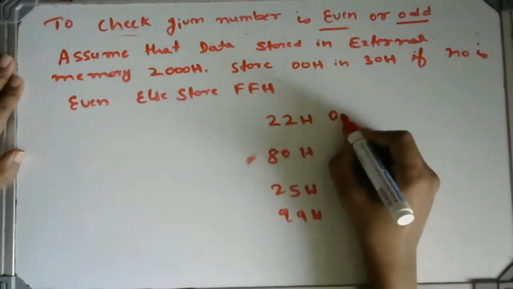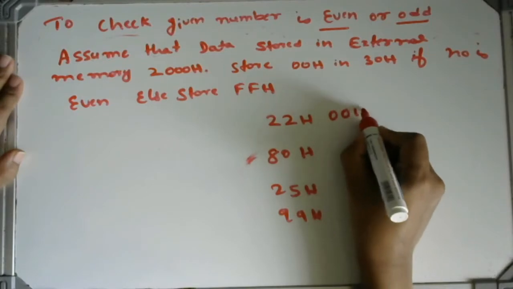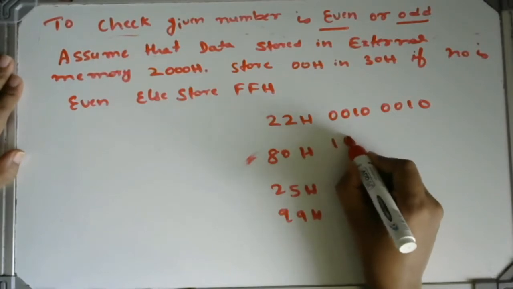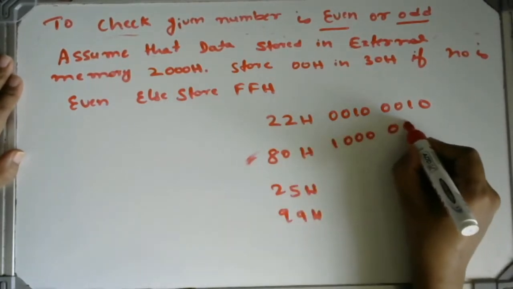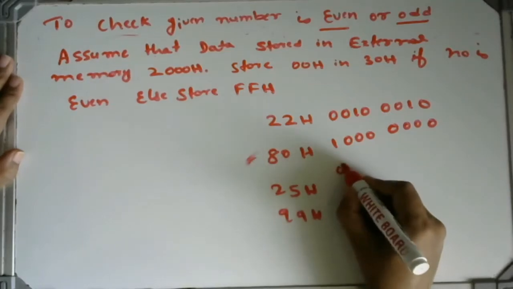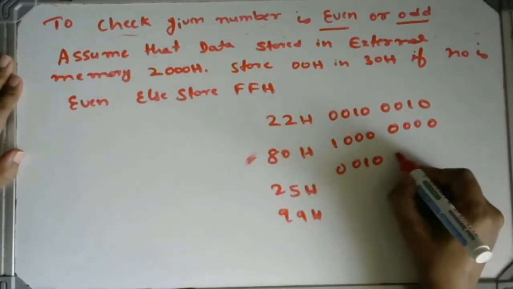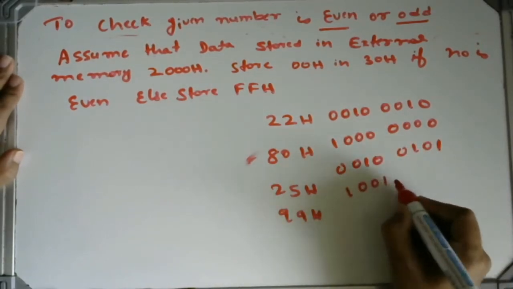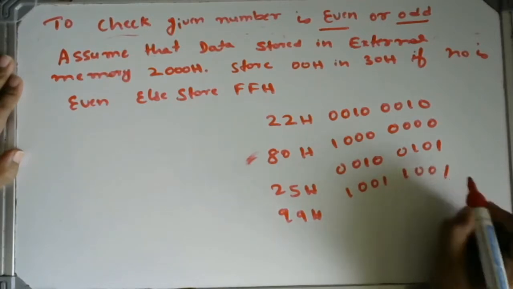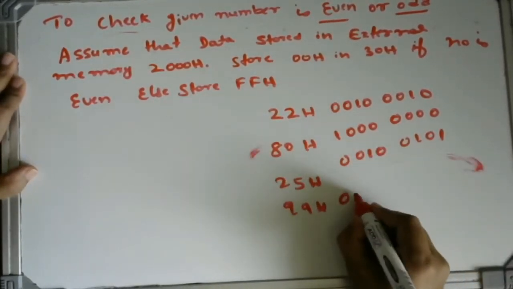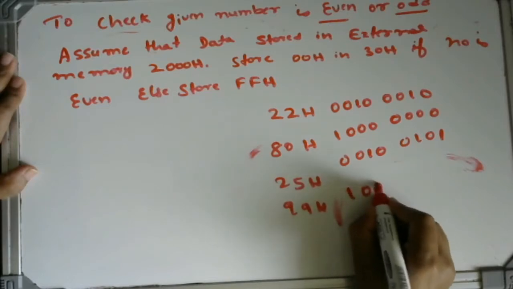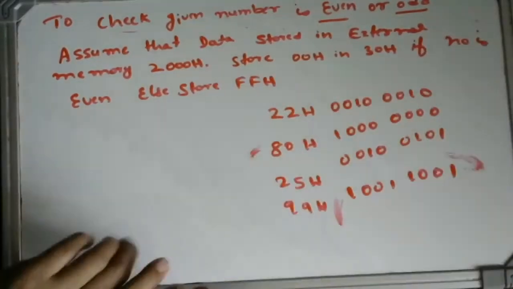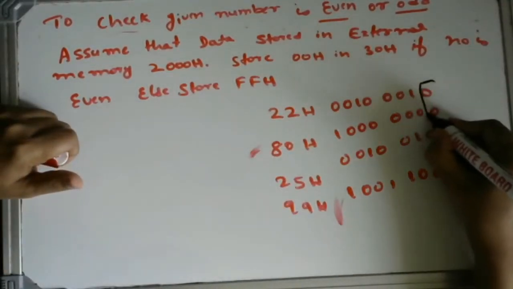These are 8-bit numbers. So 22H is 0010 0010. For 80H it is 1000 0000. For 25H it is 0010 0101, and for 99H it is 1001 1001. Now look at the LSB bit of all these numbers.